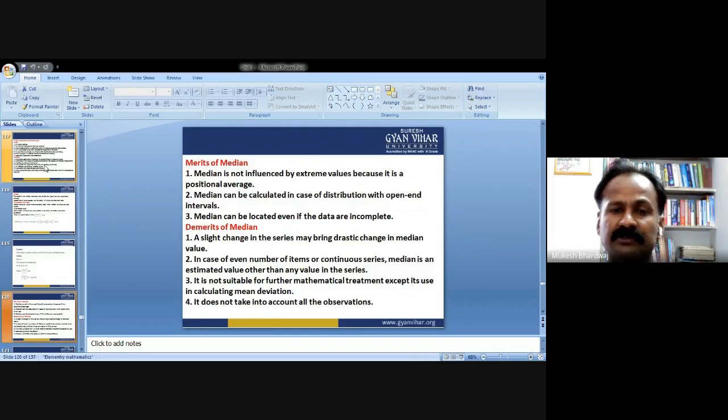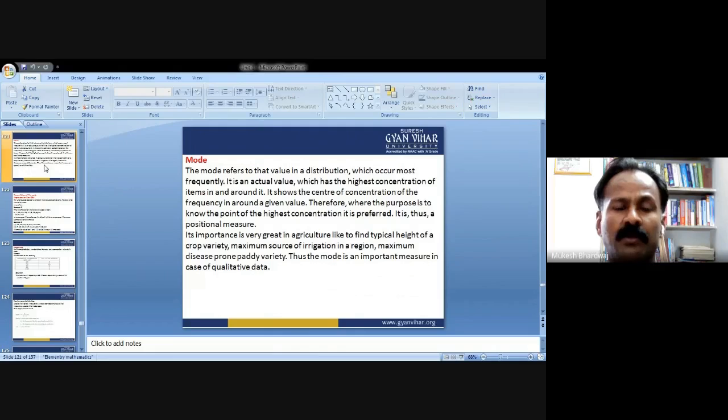It is not suitable for further mathematical treatment except it is used in calculating mean deviation. When we study the mean deviation in the coming lectures, there we are going to use the concept of median. The fourth demerit is that it does not take into account all the observations.